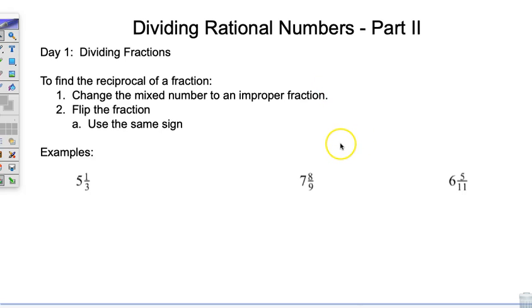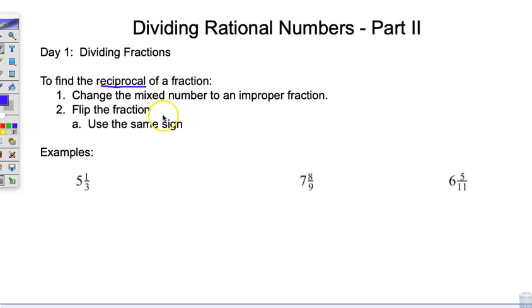Today's lesson is on dividing rational numbers. This is part 2 of our video. Today we will be dividing fractions. In order to divide fractions, you need to understand what it means to find the reciprocal of a fraction. So that's what we're going to do first.